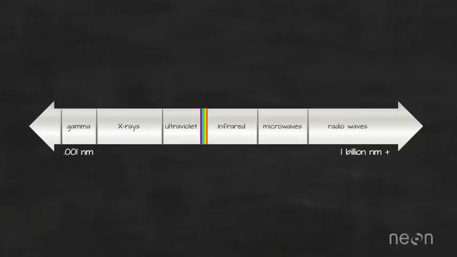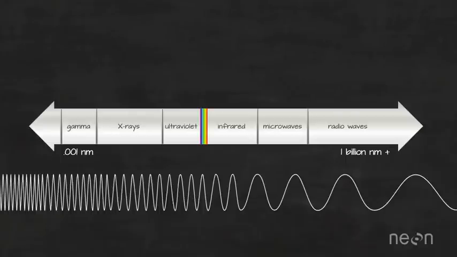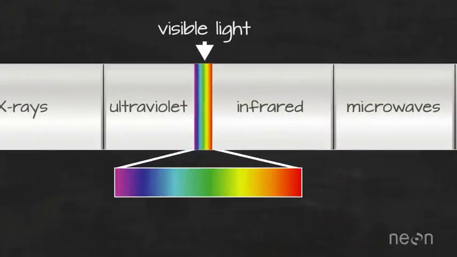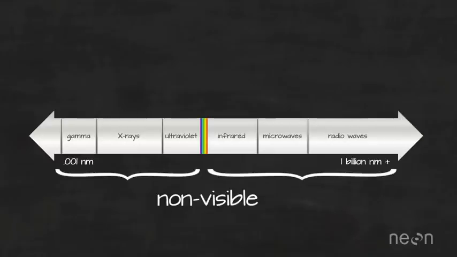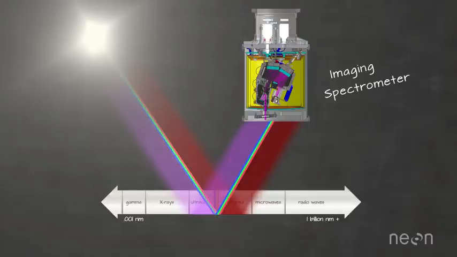To answer this question, let's have a look at the electromagnetic spectrum, which is composed of thousands of wavelengths of energy. Visible light, what we see with our eyes, is contained in the blue, green, and red portions of the spectrum. The rest of the spectrum is not visible to human eyes, but can be detected and recorded by sophisticated camera-like sensors called imaging spectrometers.